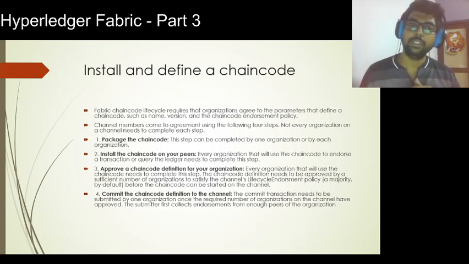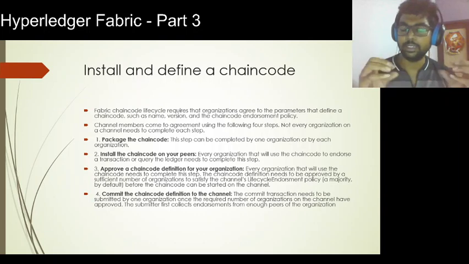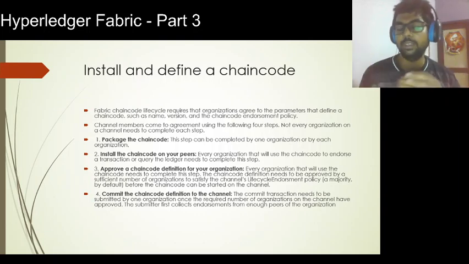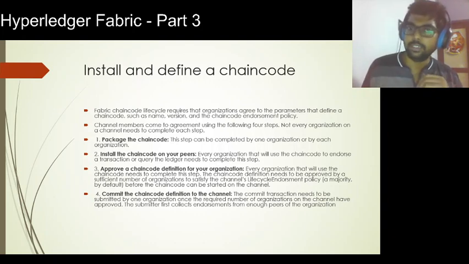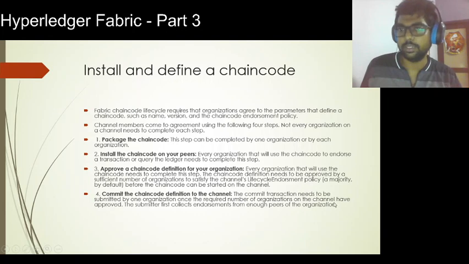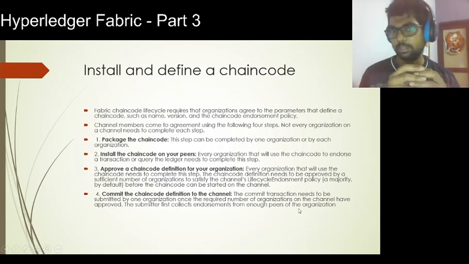Then finally, commit the chain code definition to the channel. So what is a channel? We have seen it in the previous part 2 video. It is a logical separation of organizations within the same blockchain network. You can go and look for a detailed understanding of channels. The commit transaction needs to be submitted by one organization once the required number of organizations on the channel have approved it. The submitter first collects the endorsement from enough peers of the organization. Endorsement just means approval.